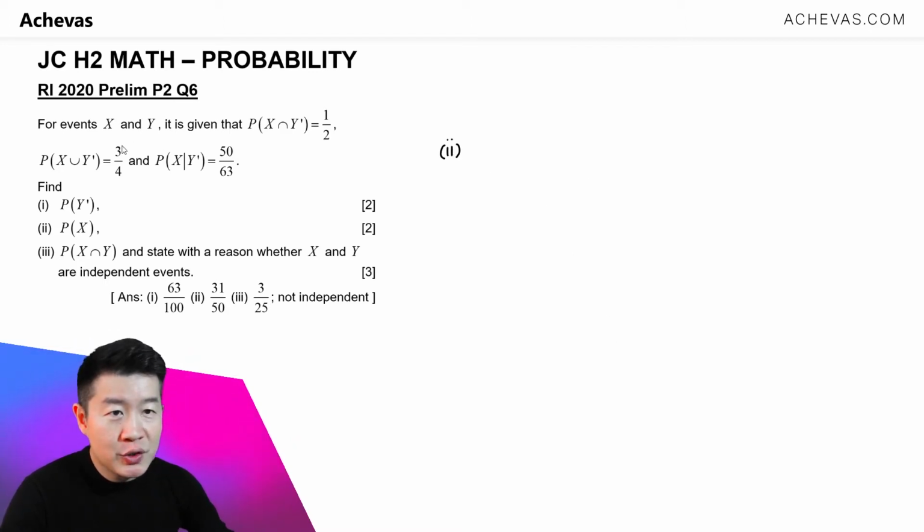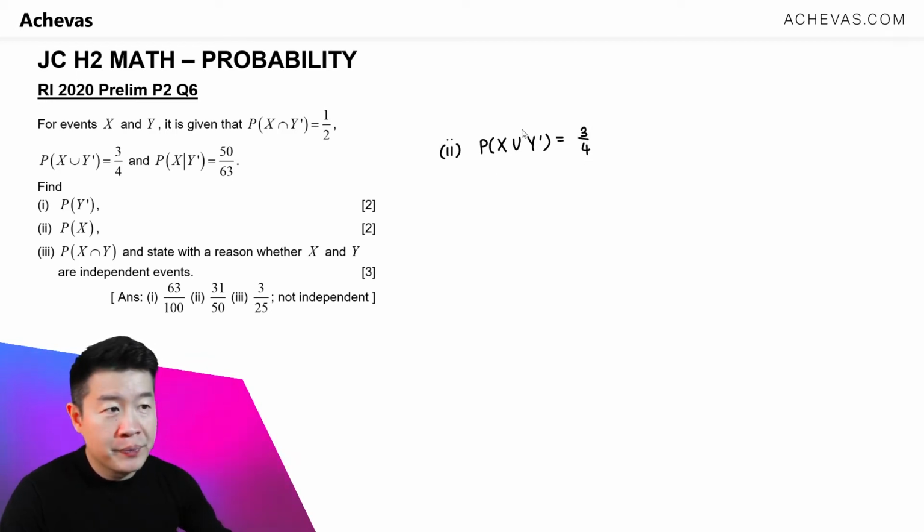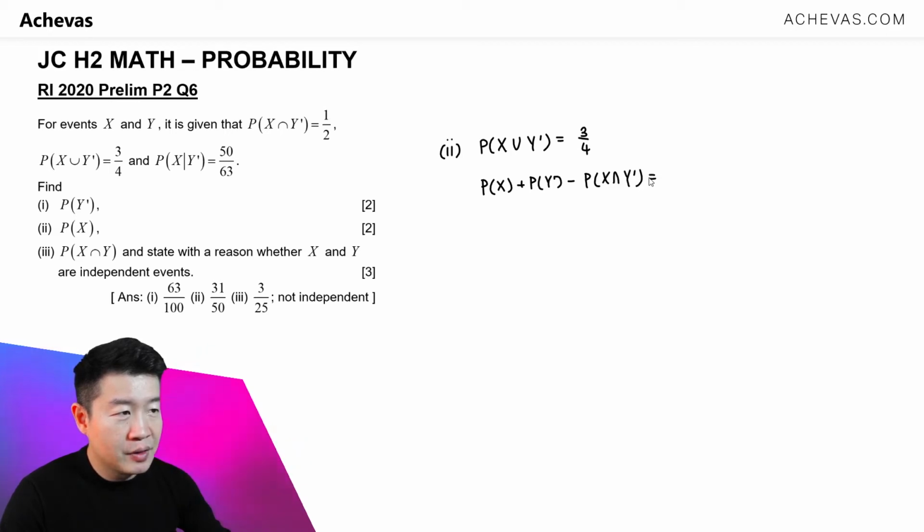In part 2, we are going to make use of this that is given to us. So let me quote it here, the probability of x union y prime. This is given to us as 3 over 4. And we have a formula for union. I'm going to apply it here, which means that the probability of x plus the probability of y prime minus away the probability of x and y prime. Okay, this is going to replace the left-hand side. This is equal to 3 over 4.